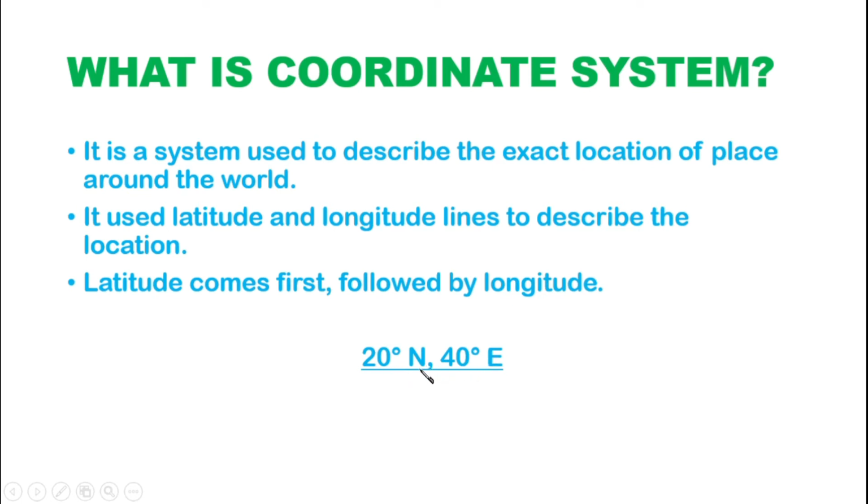If you remember, latitude has directions of south and north. So 20 degrees north is the latitude, and for longitude, east and west. Therefore, 40 degrees east is considered the longitude.